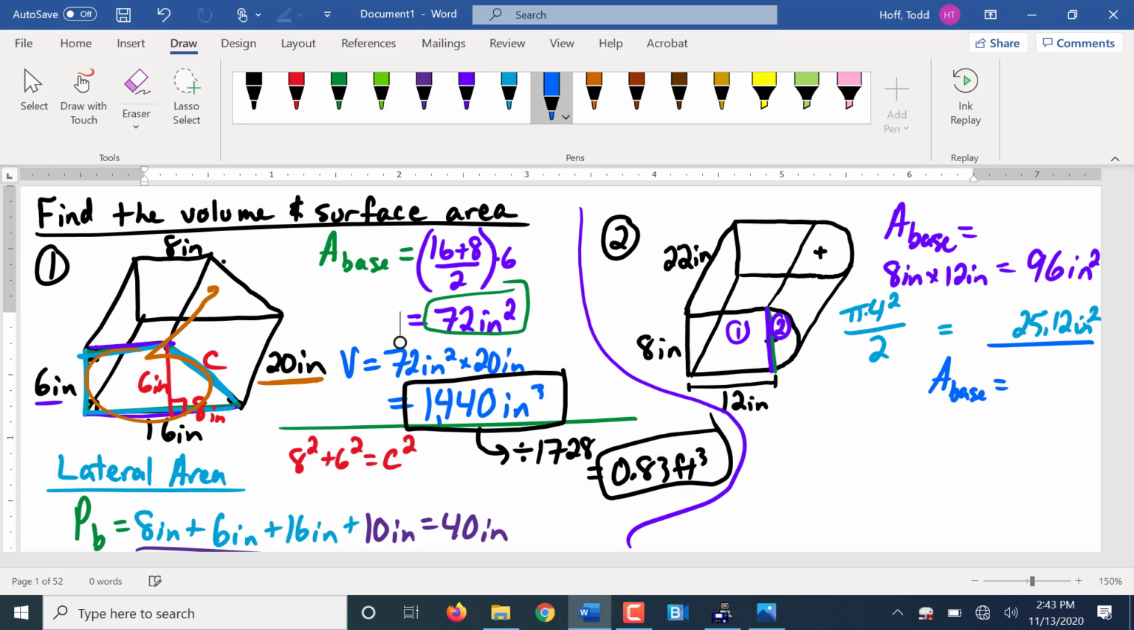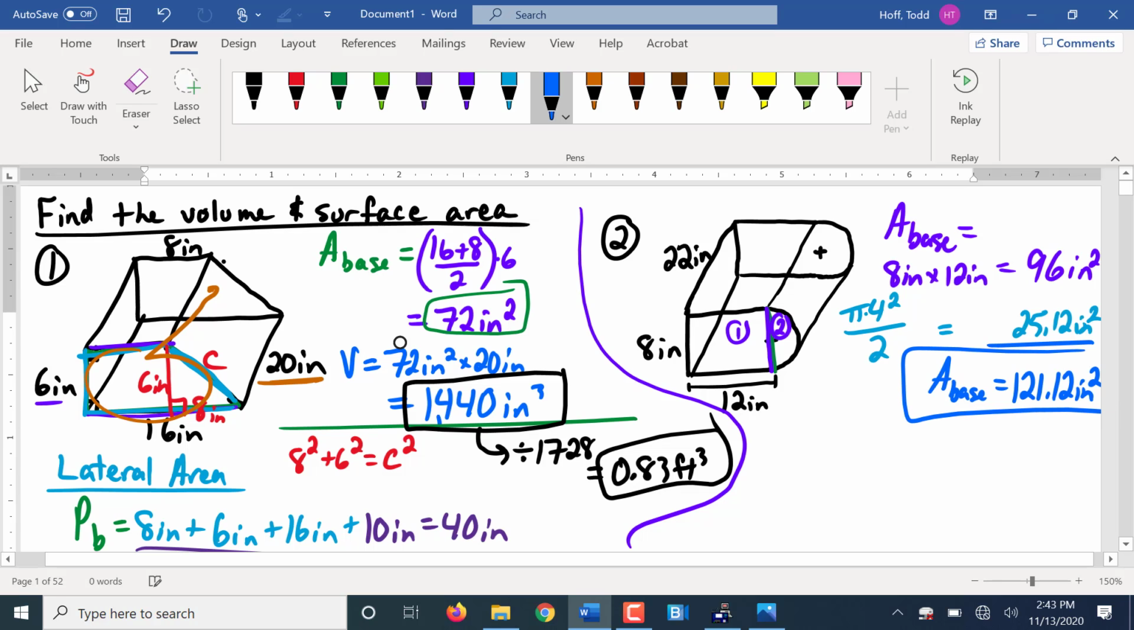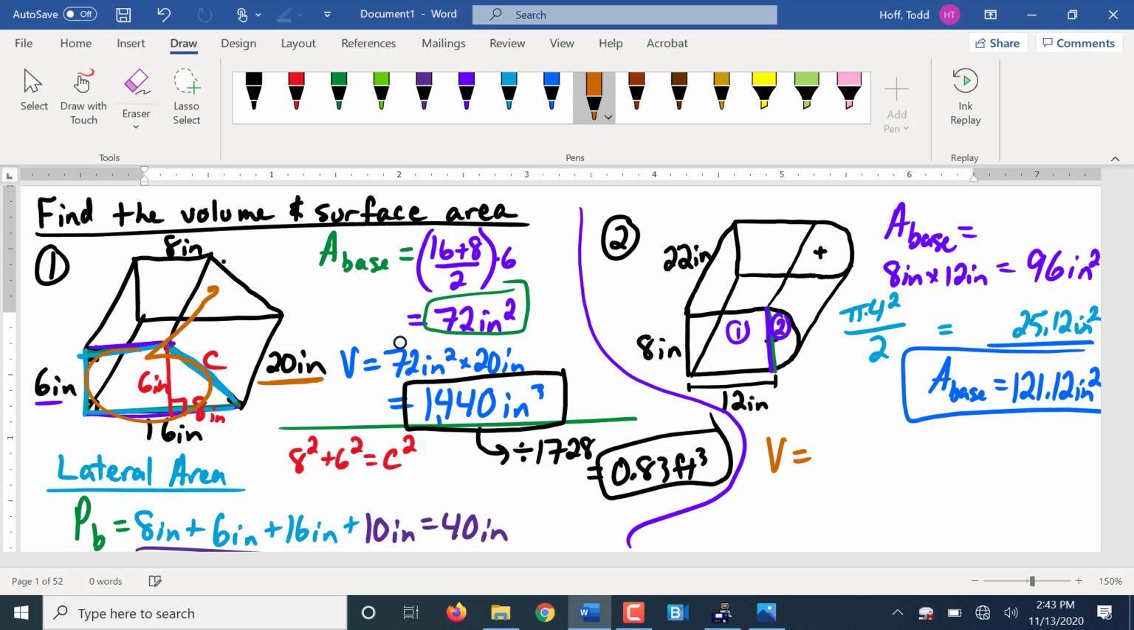And so, of course, that'll add up to a total area of the base of 121.12? Okay. So that's the area of our base. What do we do to that to find our volume? Times that height of 22. Which gives us 2664.64 inches cubed.